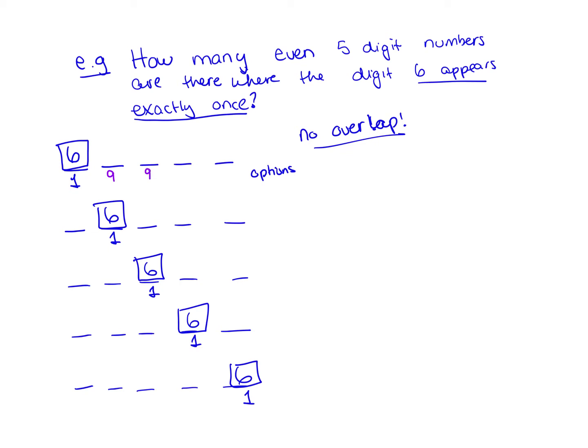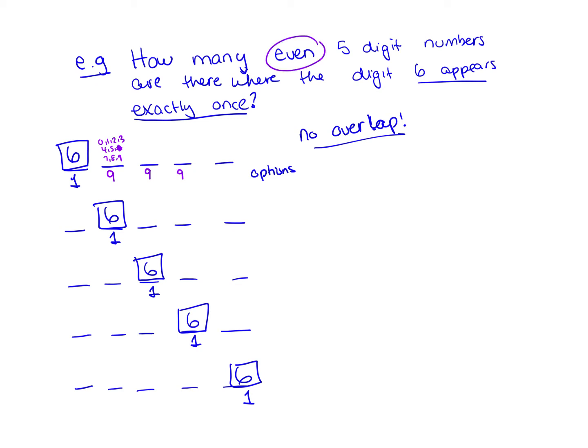So I still have 9 digits, right? It could be either 0 or 1 or 2 or 3 or 4 or 5 or 6 or 7 or 8 or 9. Just kidding, it can't be 6. So then I get those 9 options. And same thing here and here.